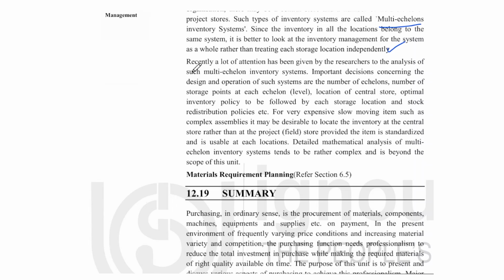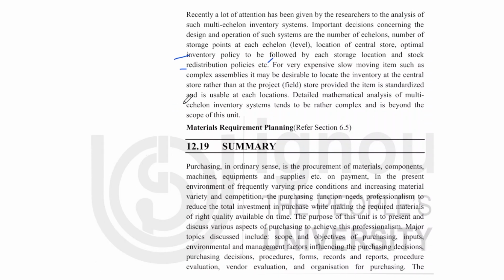Recently, a lot of attention has been given by researchers to the analysis of such multi-echelon inventory systems. Important decisions concerning the design and operation of such a system are the number of echelons, the number of storage points at each echelon, that is level, the location of the central store, the optimal inventory policy to be followed by each storage location, and the stock distribution policies, etc. For very expensive slow moving items such as complex assemblies, it may be desirable to locate the inventory at the central store rather than at the project store, provided the item is standardized and is usable at each location.